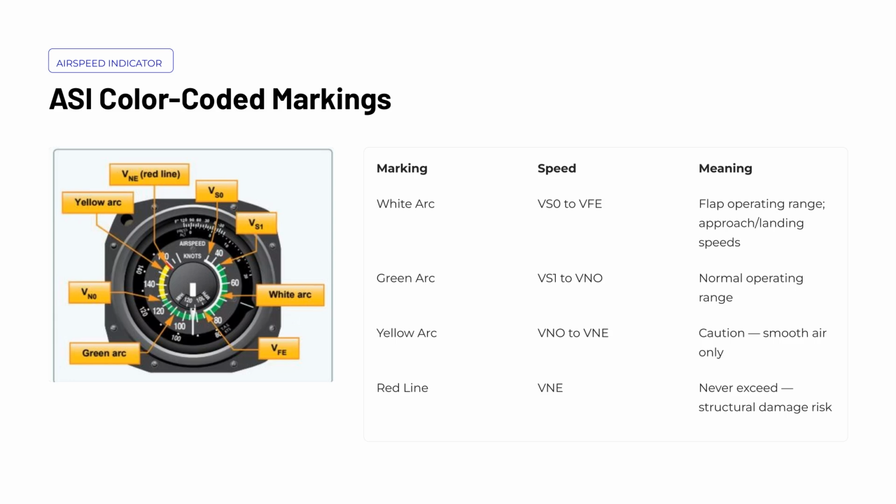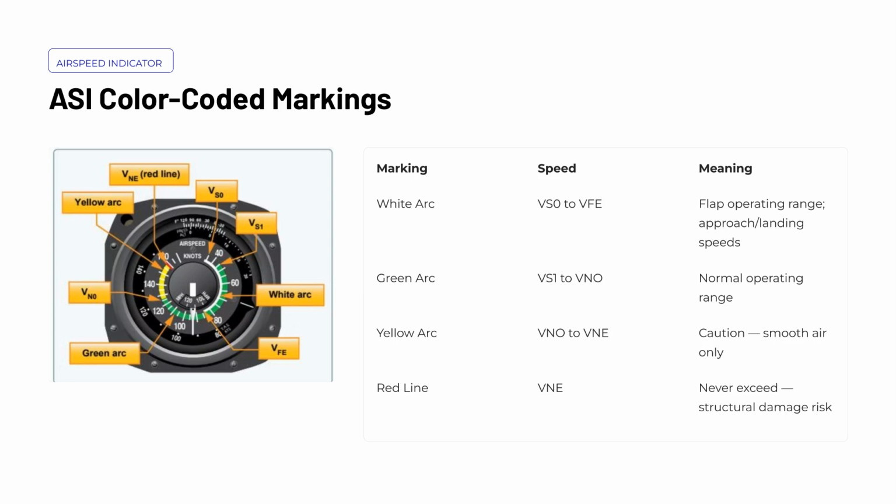The airspeed indicator uses a system of color-coded arcs and lines to give you immediate visual reference for safe operating speeds. No mental math required. The white arc spans from VS0 to VFE. VS0 is your stall speed in the landing configuration, and VFE is your maximum flap extension speed. Anytime you're operating with flaps deployed, you need to be within this arc.